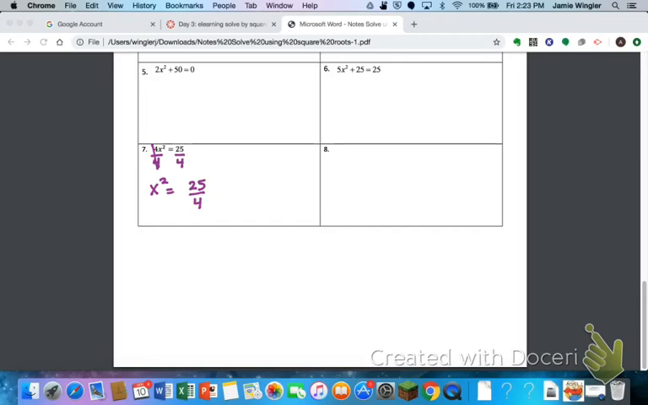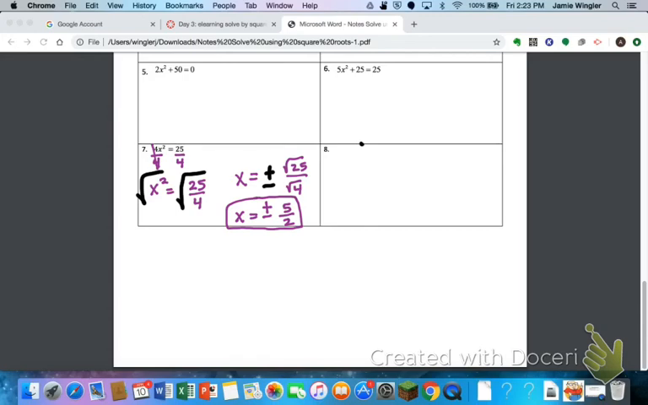You're still going to go through the process of taking the square root of both sides. And when you take the square root of a positive number, don't forget to include plus or minus in your answer. But what you have to remember on this one is that when you take the square root of fractions, you take the square root of the top and the square root of the bottom. So your final answer is x equals plus or minus, the square root of 25 is 5, and the square root of 4 is 2. So you get x equals plus or minus 5/2.